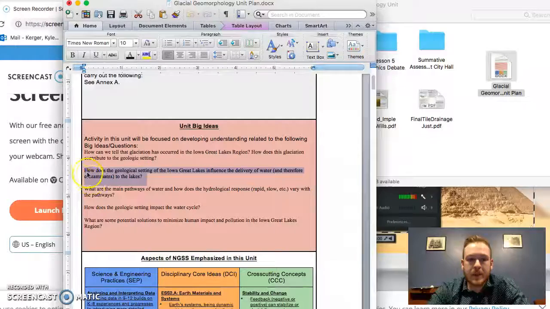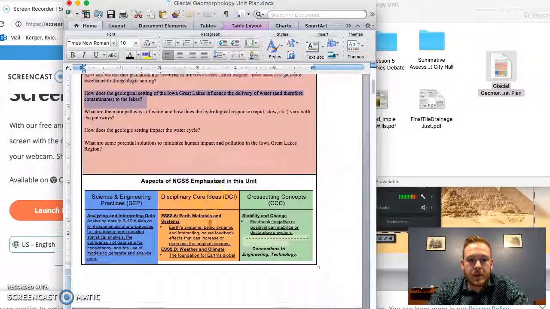The only one that I would say for sure needs to be a part of this is this one that I've highlighted right here. So I'll let you read those on your own.